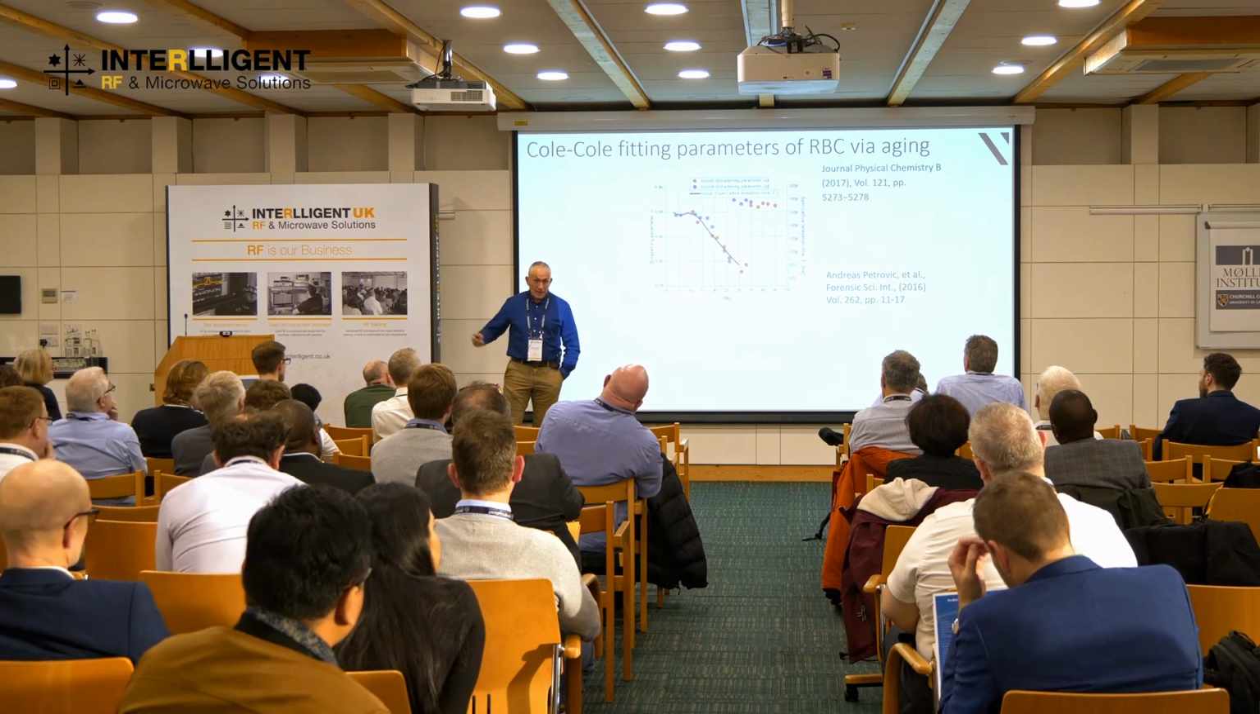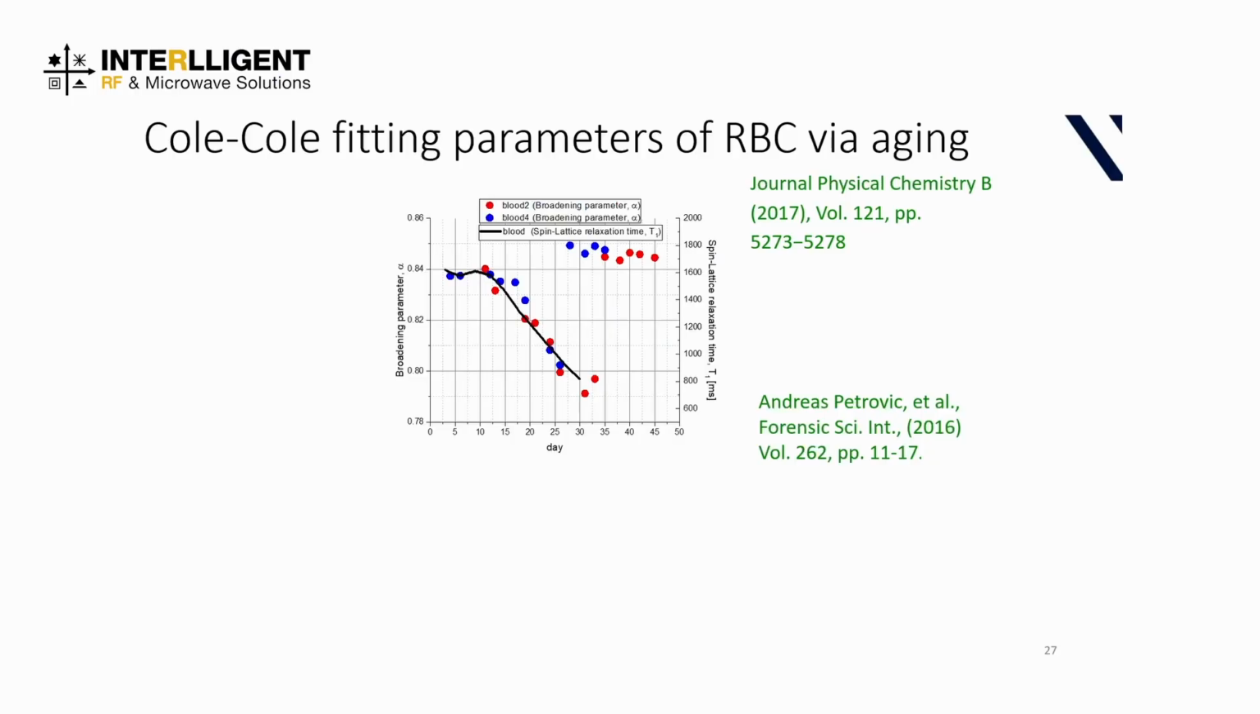Now, it turns out you can also do this with nuclear magnetic resonance. And actually, that black line is nuclear magnetic resonance. And this is the broadening parameter that we've managed to calculate, or rather extract from our data. And they behave exactly the same way.